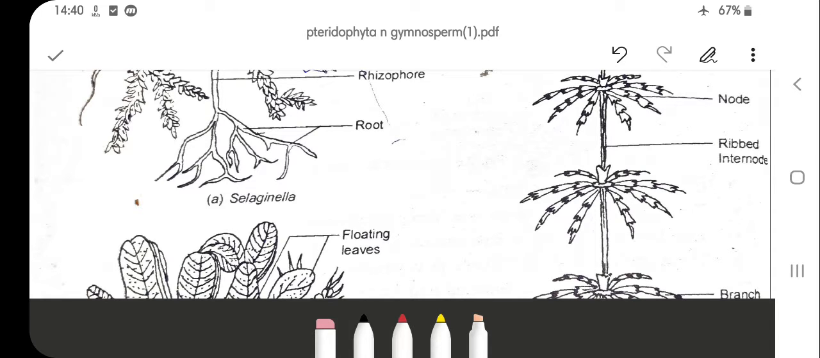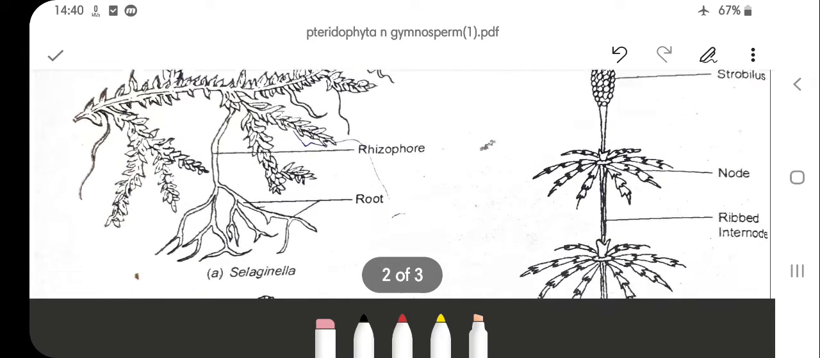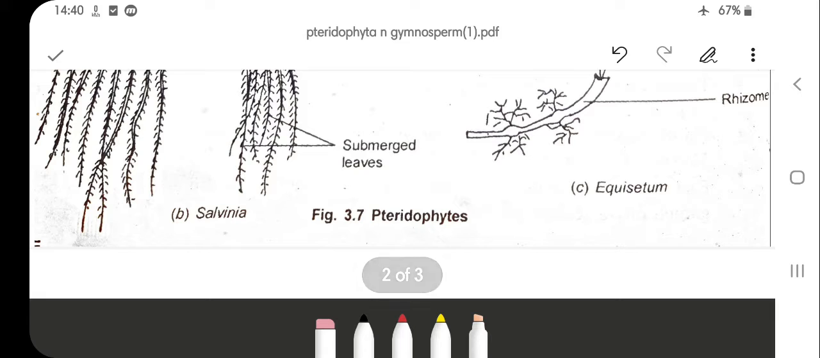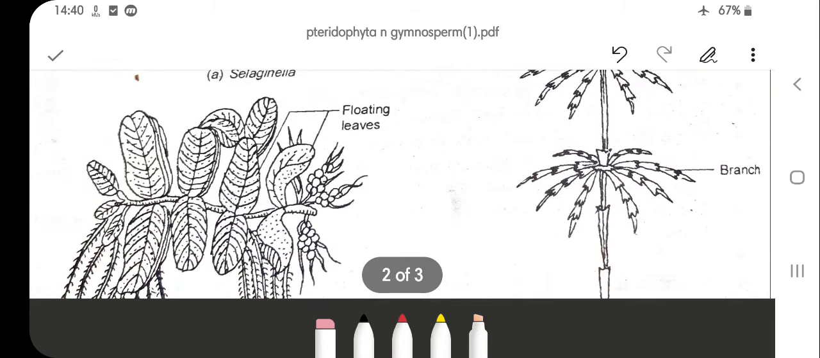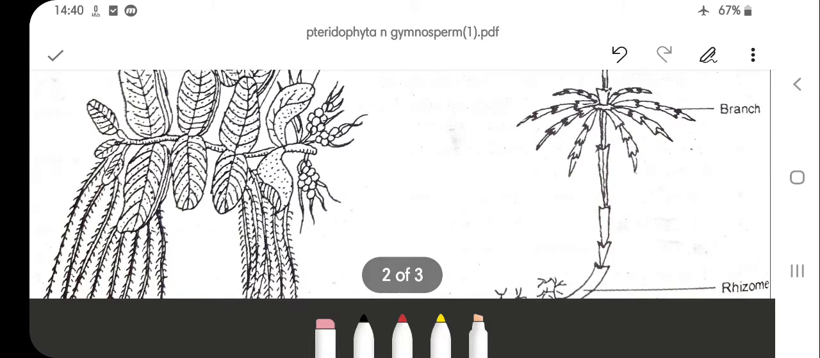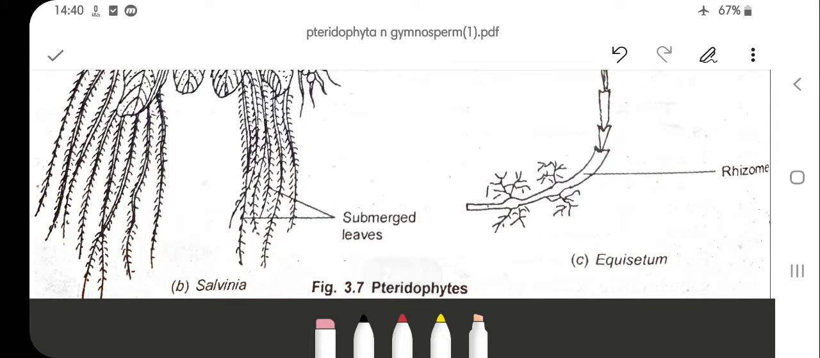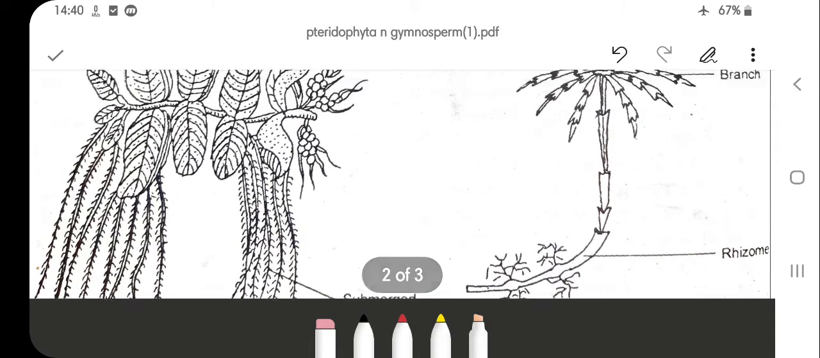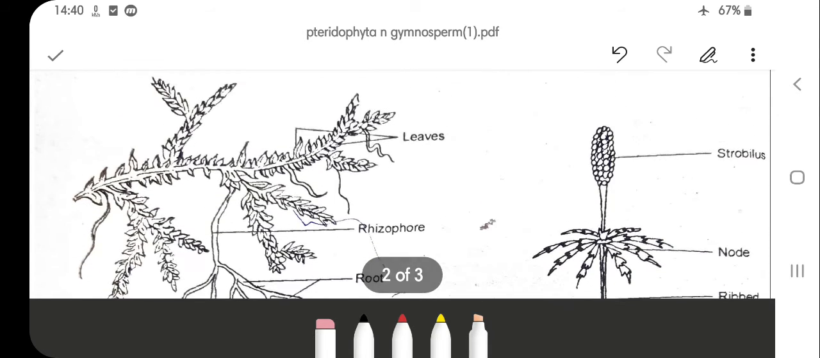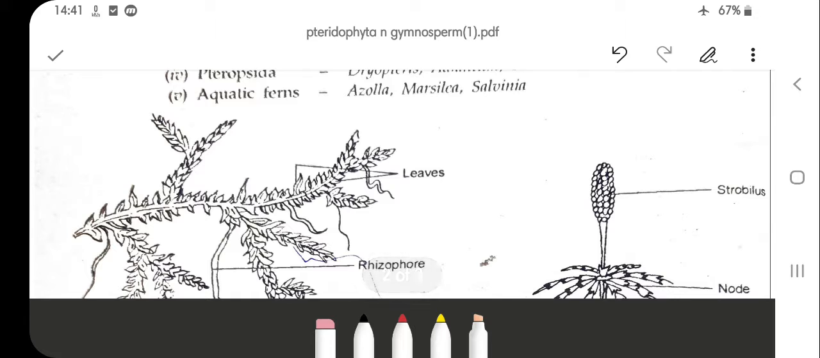So these are the various examples, and here you can see the images. That is Selaginella, with the root, rhizophores and leaves. Here is another example, Salvinia, an aquatic fern, and that is Equisetum, with rhizomes and branches, with internodes and nodes, and then a strobilus too.